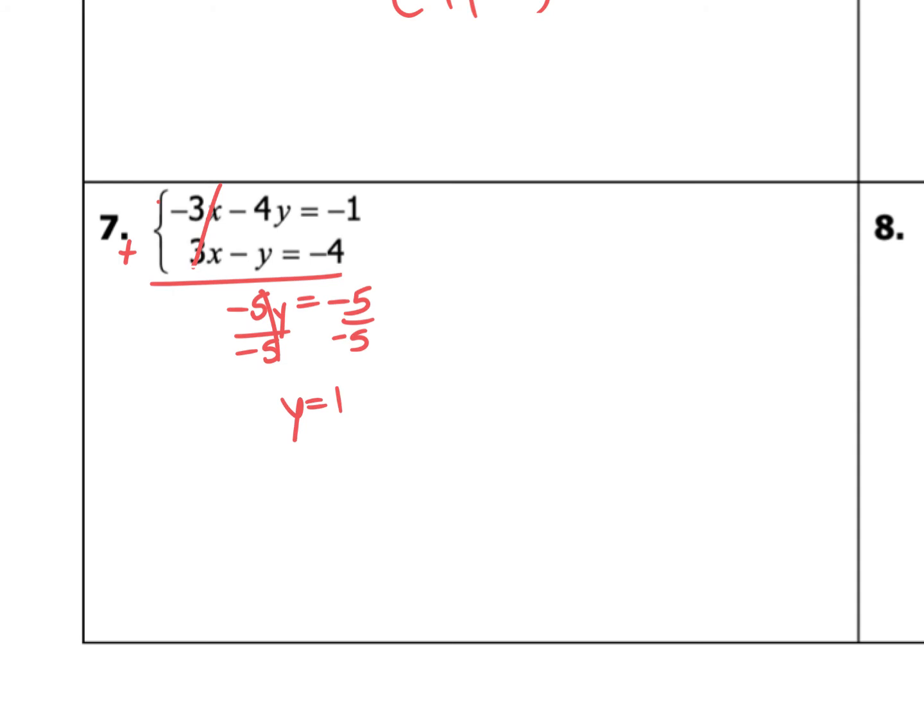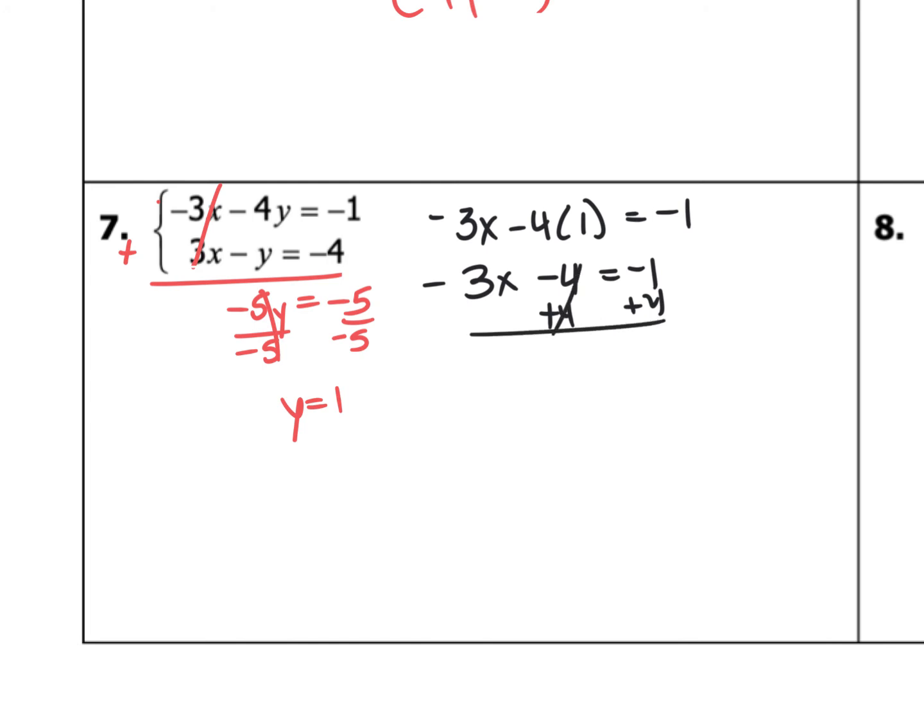If y equals 1, then negative 3x minus 4 times 1 equals negative 1. And just so you all are aware, I'm choosing the first equation each time to substitute back into, but you don't have to. You can use either one. Negative 4 times 1 is negative 4. Add 4 to both sides. Divide by negative 3. Okay. Solution, negative 1, 1.